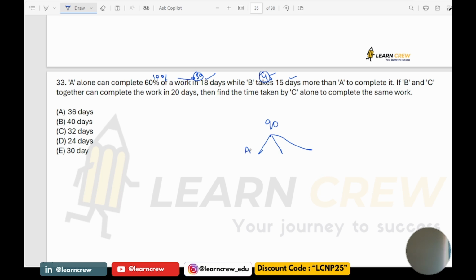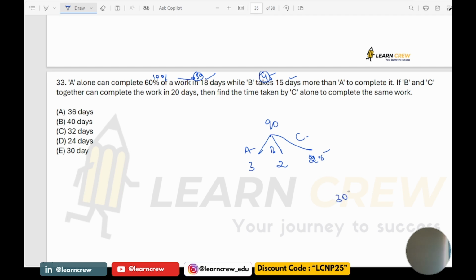So A, B and C. A: 30 days 90, so 1 day 3. B: 45 days 90, 1 day 2. So B and C together 20 days 90, 1 day B and C together 4.5. So C alone 2.5. Find the time taken by C alone to complete.